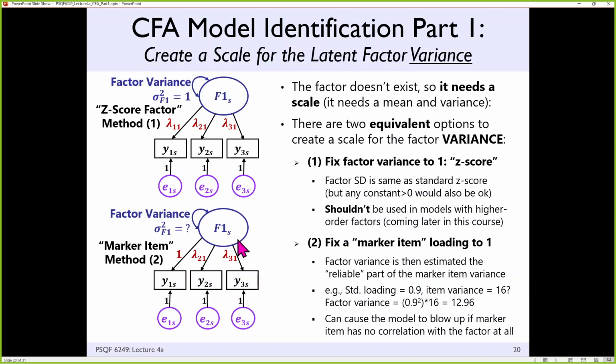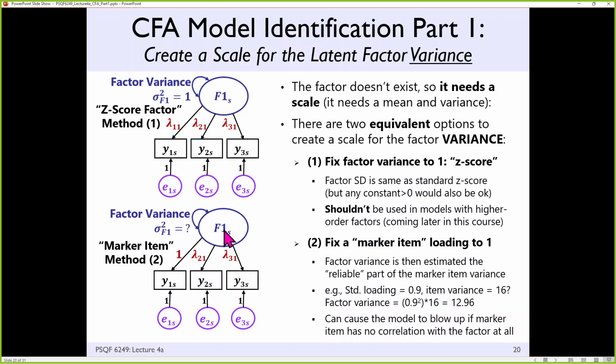So the alternative, and what is the default in every software package, by the way, is this version. Your textbook calls this the marker item. Instead of fixing the factor variance to 1, you fix one of the loadings to 1 arbitrarily. It does not matter which one it is, so long as it has a relationship with the factor. The default in all software is the first one is fixed at 1. You don't have to do it that way. There's nothing wrong with picking 2 or 3, but it really doesn't matter.